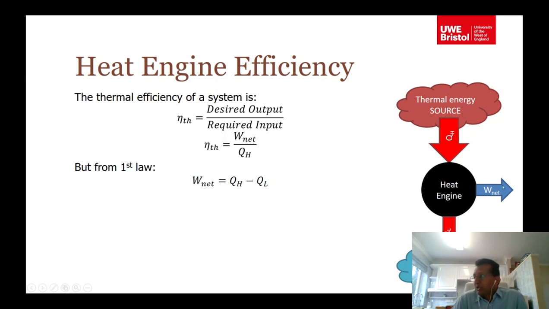That means your W net is equal to that minus that, and this QL cannot be equal to 0. Okay, so you can say that your eta thermal is 1 minus QL over QH. Right?